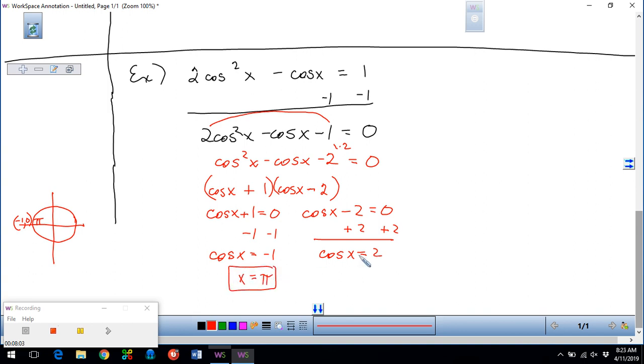For the second one, cosine of x equals 2 is not possible because we cannot have our adjacent side being longer than the hypotenuse, so we have no solution for that second part. So on this one, once again, we only have one solution.